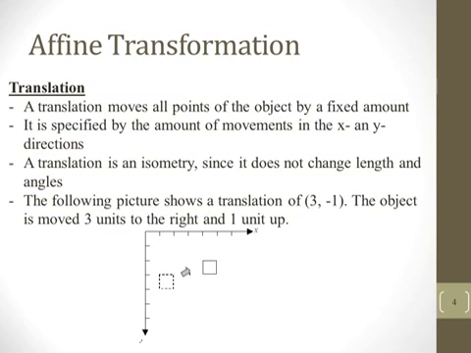This picture shows a translation of three steps along the x-axis and -1 step along the y-axis, which means it moves 3 units to the right and 1 unit upward. Then this is the initial square, and this is the square after the translation.